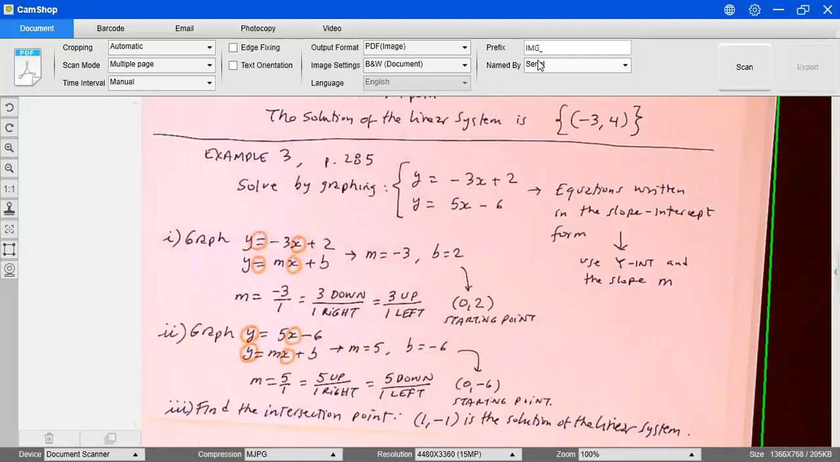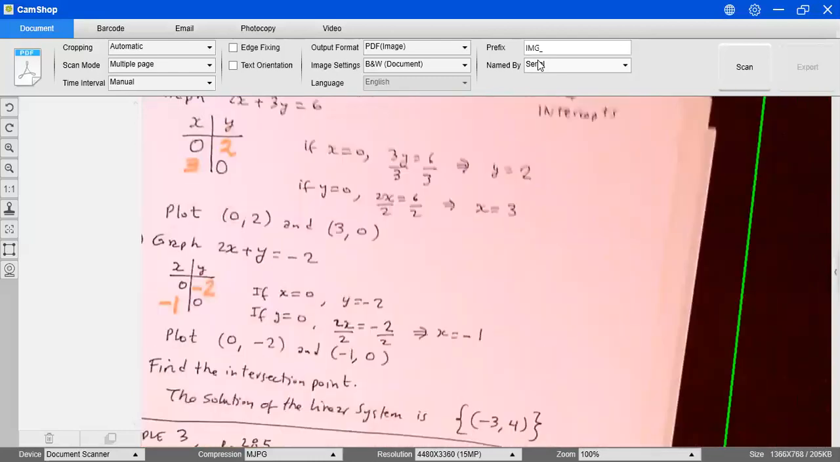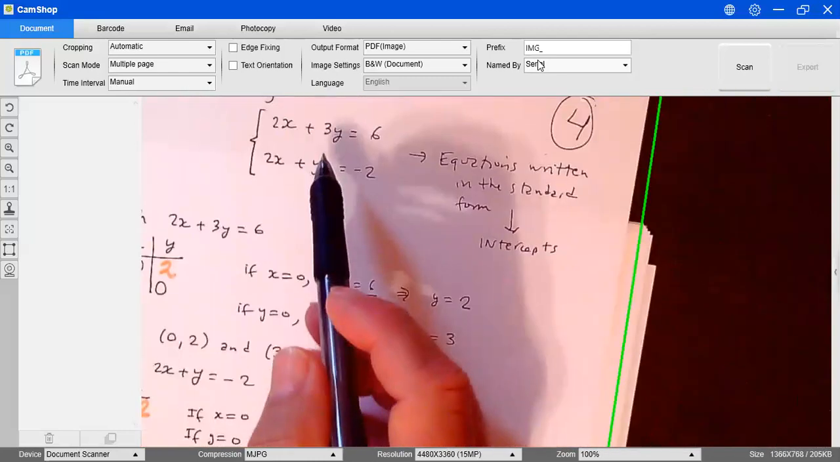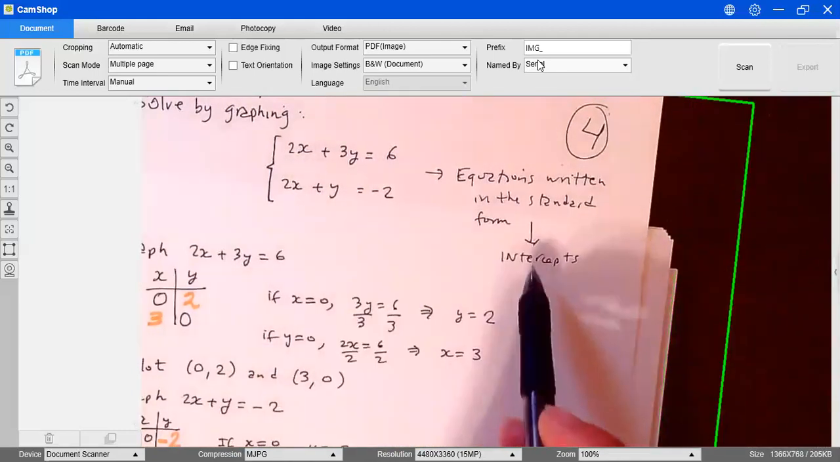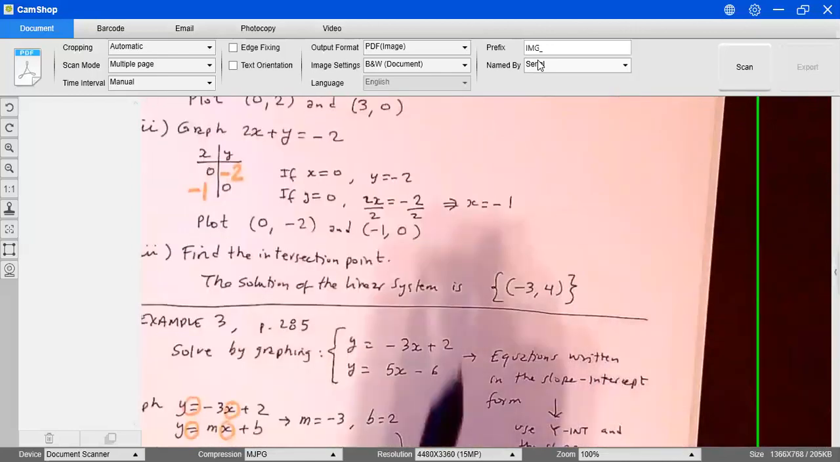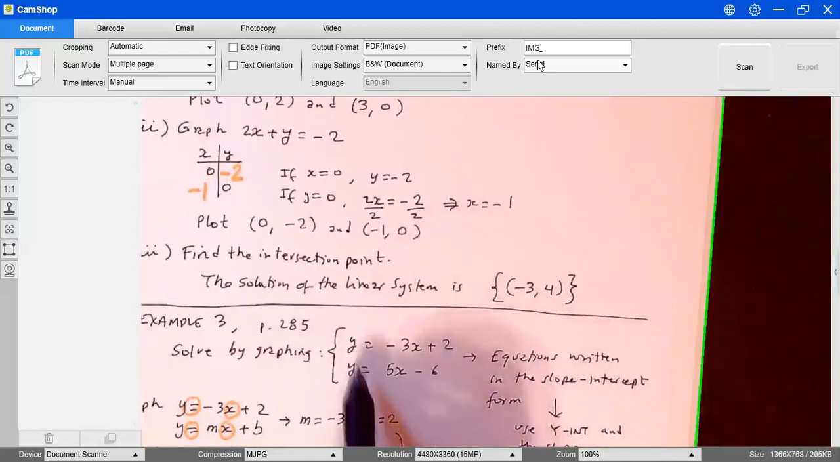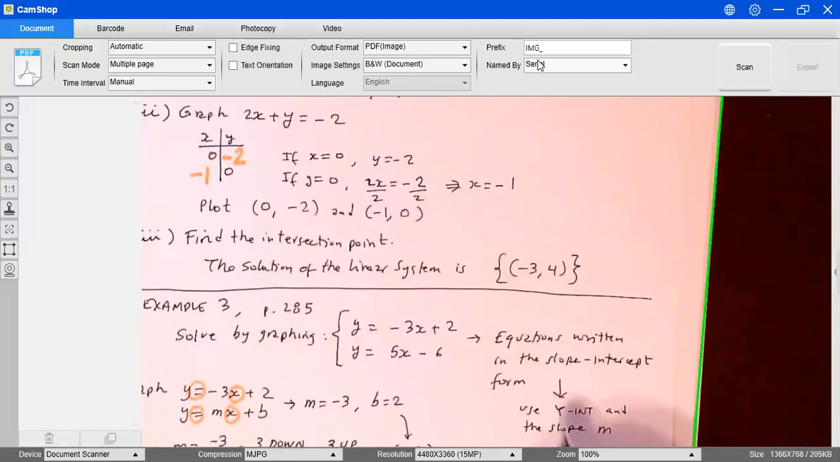Now I'm going to give you 2 linear systems to solve by graphing, and then we're gonna move on to the first analytical method. And you're seeing here 2 different ways to obtain graphs. When you have the equations written in the standard form, you use intercepts. When you have the equations written in the slope-intercept form, you use the y-intercept as a starting point and the slope as a jumping rule.